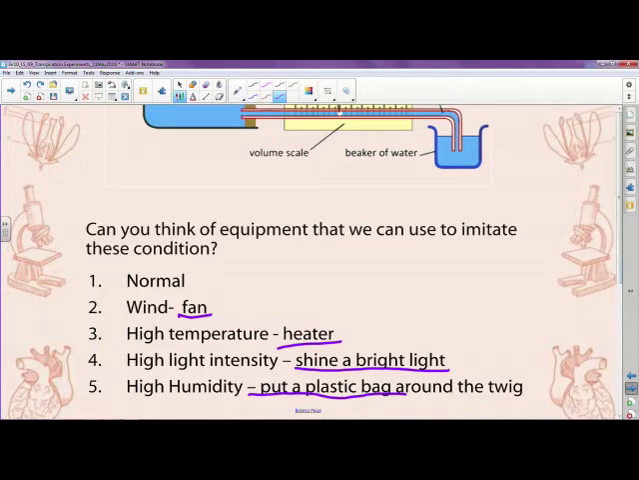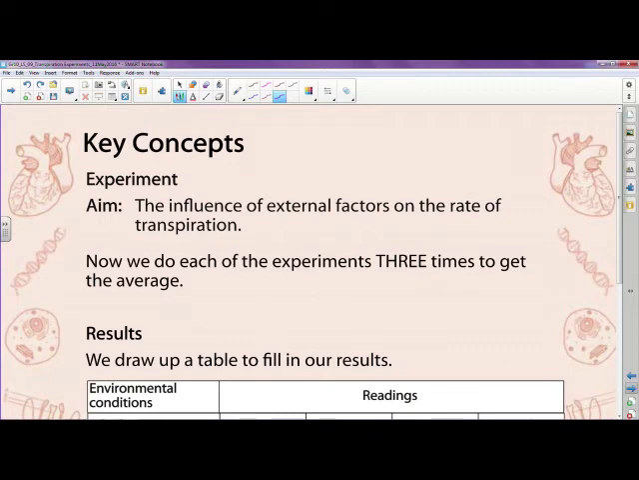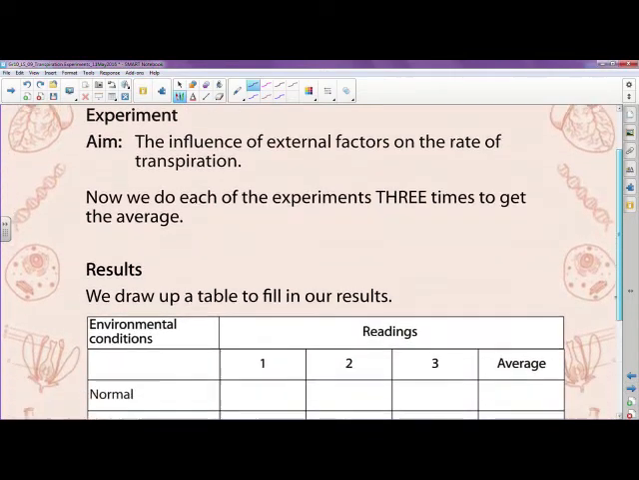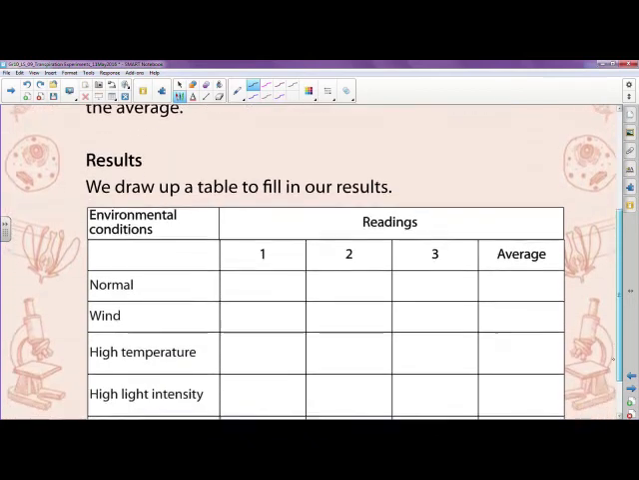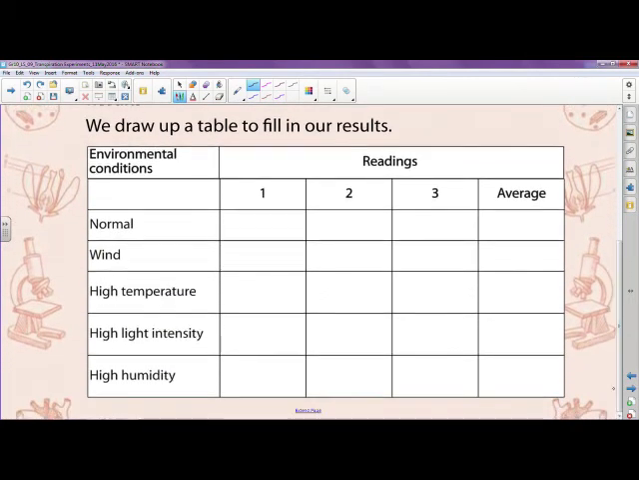Okay, so what am I going to do? The first thing I'm going to do is set up a table. Why do I set up a table? I need to draw up my results. Okay, and here I have a table for you. Because what we're going to measure, as I said to you, is that air bubble that's going to move. We're going to time it.